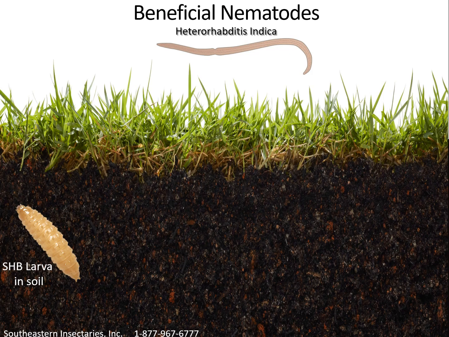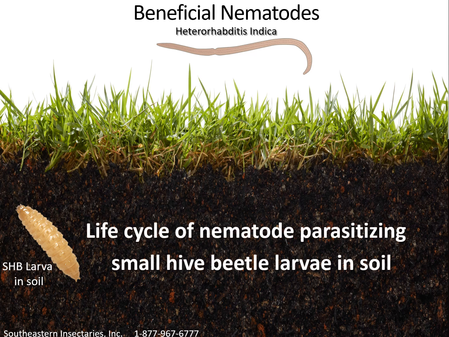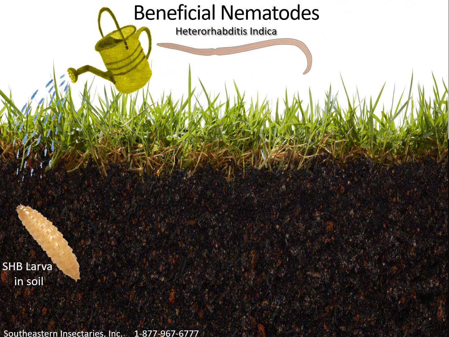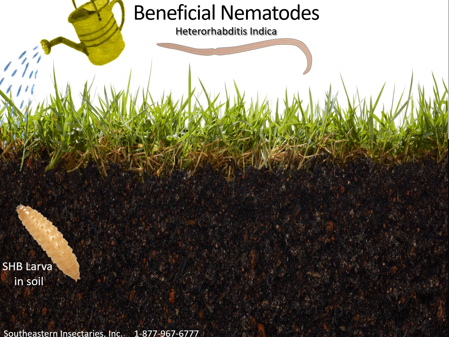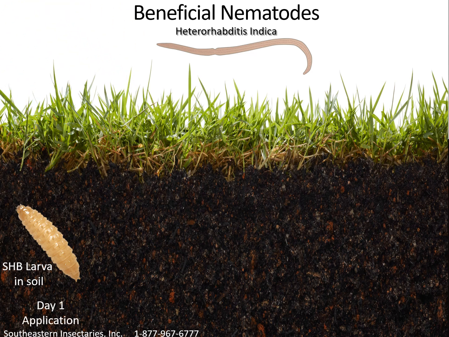And the other thing that you can use are beneficial nematodes. There's 3 different kinds of beneficial nematodes that will eat small hive beetle larvae in the ground. The life cycle of the nematode is parasitizing a small hive beetle larva in the soil. You apply them with water onto the soil around the hive. So day 1 is the application.